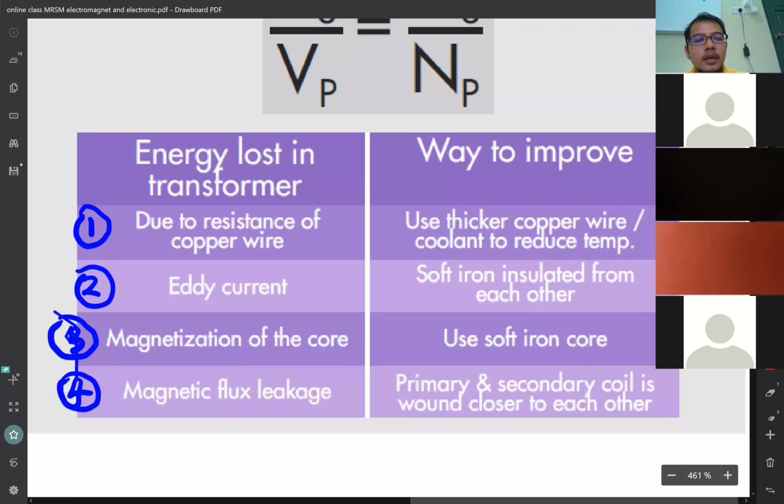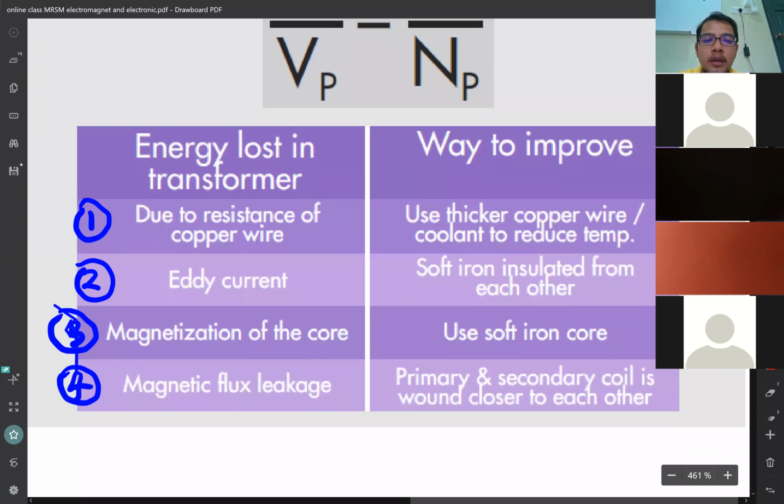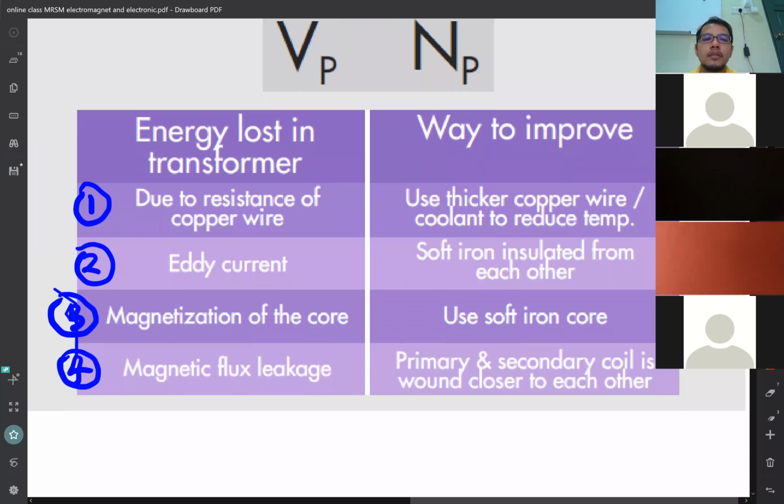So the 4 reasons, the first one, it is lost due to the resistance of the copper wire. Why? Higher resistance, lower current, right? So to improve the energy loss due to the resistance, we need to use a thicker copper wire. Because thicker, diameter dia besar, tebal. So a thicker copper wire will have lower resistance. Okay, so the first one is basically based on your electric. Okay, the second one is eddy current. So eddy current is because of this.